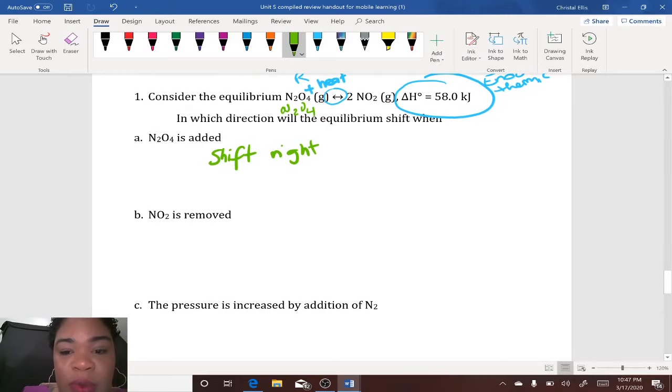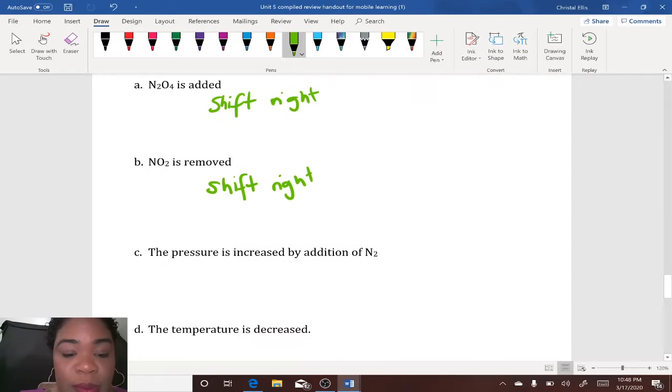And if NO2 is removed, it means that we need to put it back. The only way we can put it back is to shift right. So shift right. And if the pressure is increased by the addition of N2, well, I'm looking at this equation, I'm not seeing any N2, so I'll say that there will be no impact on the pressure.